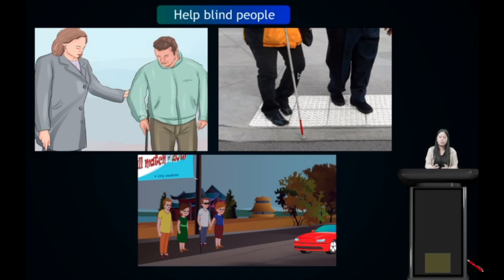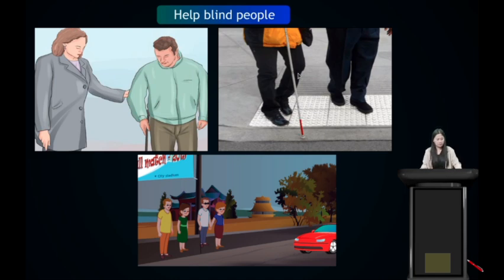So this Braille system has helped the visually challenged person to read and write and to achieve great things in their life, even though they are visually challenged.